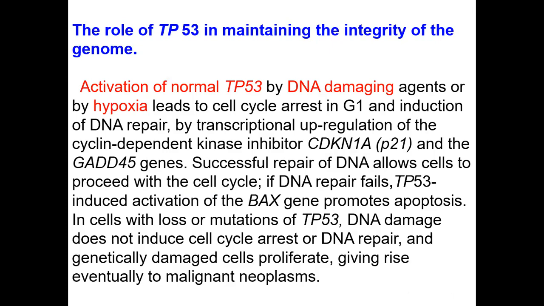بصيغة أخرى، إنه هو activation of normal P53 by DNA damage agent or hypoxia to the cell cycle arrest in G1, and induction of DNA repair by transcriptional upregulation of the cyclin-dependent kinase inhibitor اللي هو P21 and the GADD45 gene. Successful repair of the DNA allowed the cell to proceed within the cell cycle. If it is failed, it will activate apoptosis, and if it is a mutant, it will lead to unrepairable cell and cell proliferation and development of the malignant neoplasm.